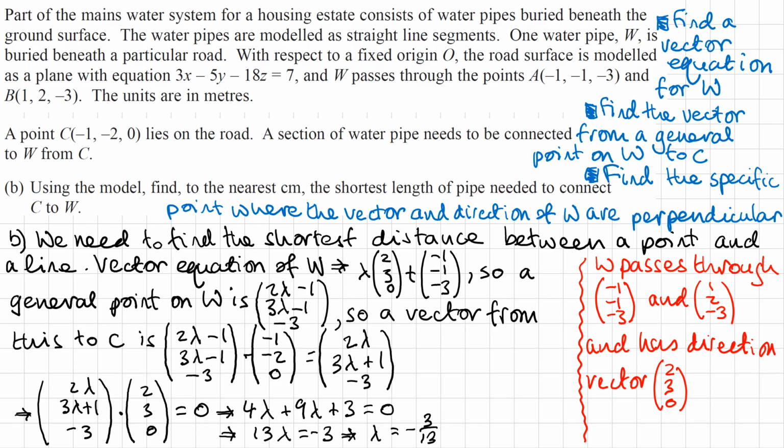If I take this value of lambda and substitute it in here, I can get this specific perpendicular vector. Replacing lambda with negative 3 over 13, I get 2 times negative 3 over 13, which gives negative 6 over 13. Then substituting lambda into here, 3 times negative 3 over 13 plus 1 gives 4 over 13. And then the last one is just negative 3.